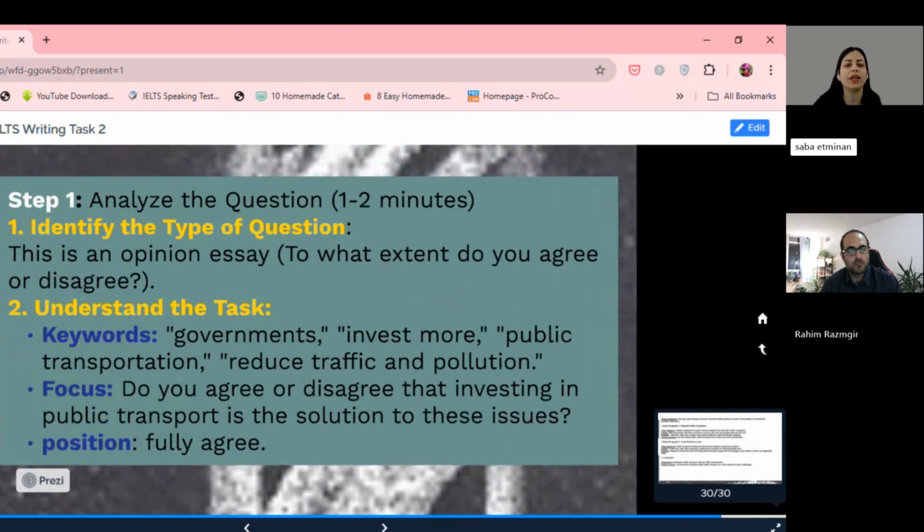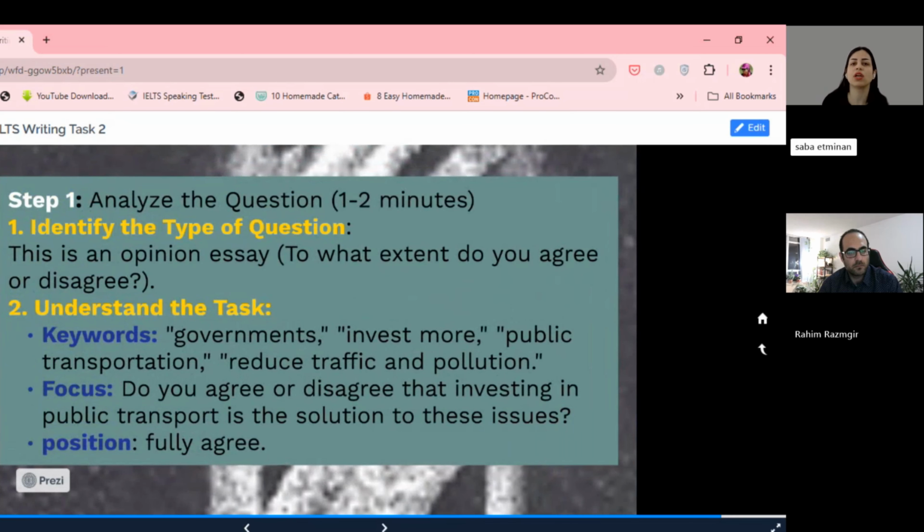Okay, now step one. As we said, it's analyzing the question, which about 1 or 2 minutes would be enough for. What do we mean by analyzing the question? In number one, we can say identify type of question. Here, this is an opinion essay because it said to what extent do you agree or disagree? Then understanding the task. How are we going to understand it? Using keywords, paying attention to the keywords. Here, for example, governments, invest more, public transportation, reduce traffic and pollution.